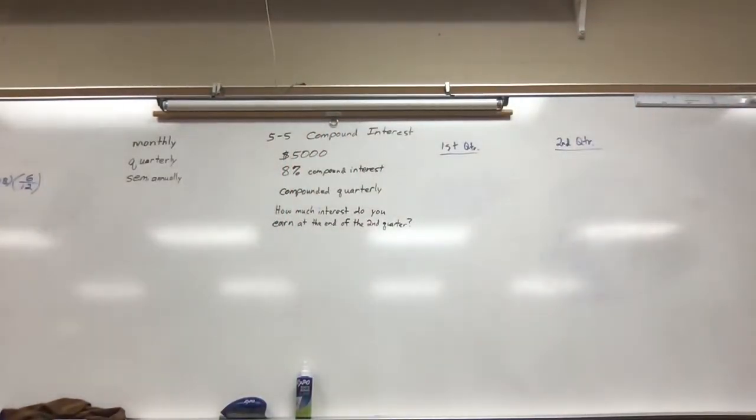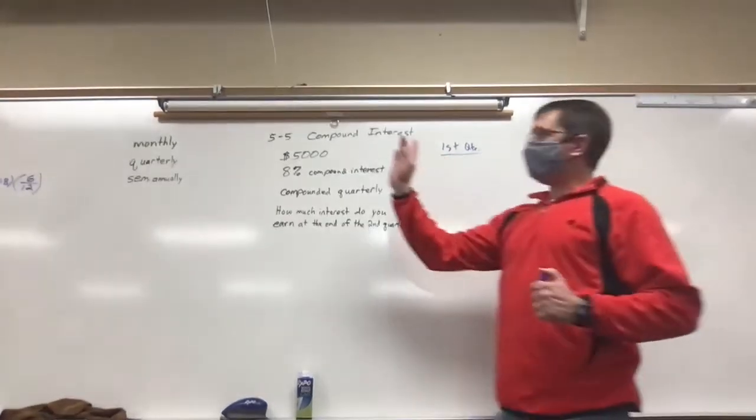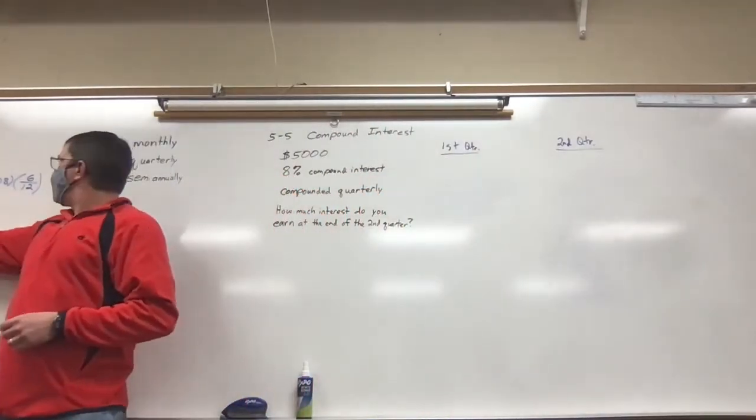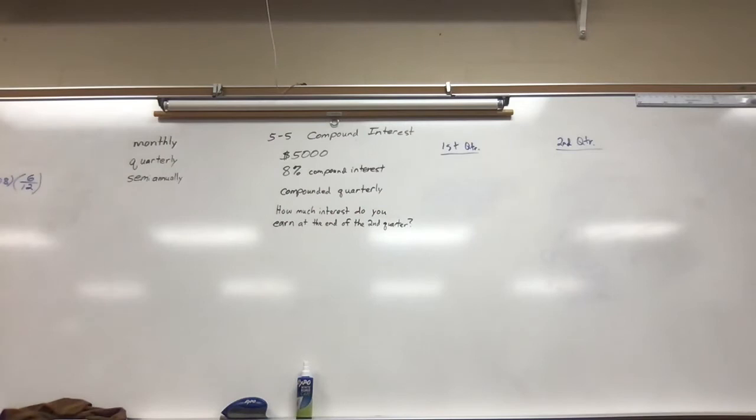All right, today I'm going to show you our last section in the first semester, which is section 5.5. Section 5.5 and 5.4 are going to go hand in hand with each other. If you remember yesterday, simple interest, formula I equals PRT. P stands for principal, that's the amount of money you have. R is your interest rate, which we usually put in as a decimal. And then T is your time in years.